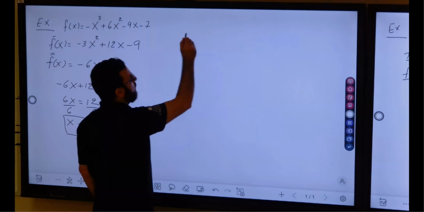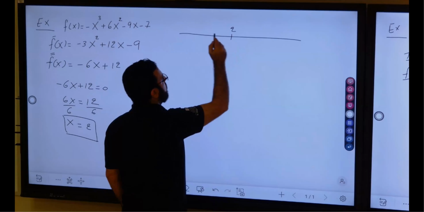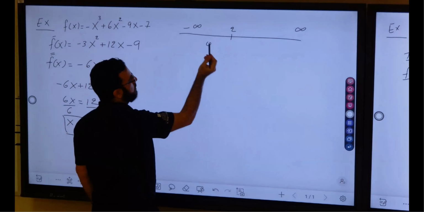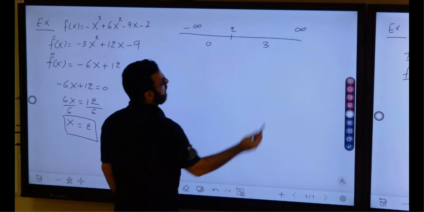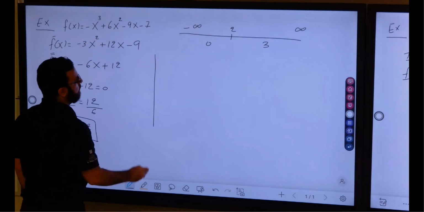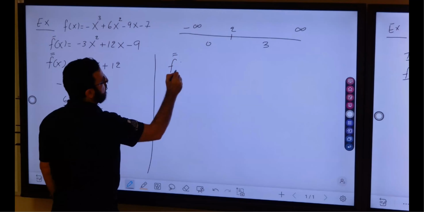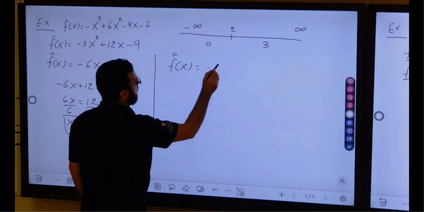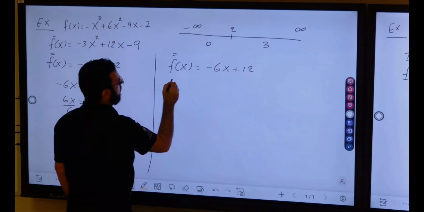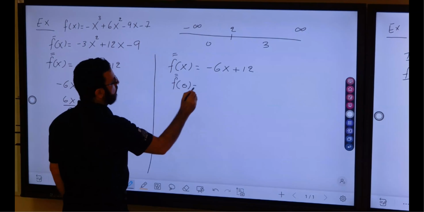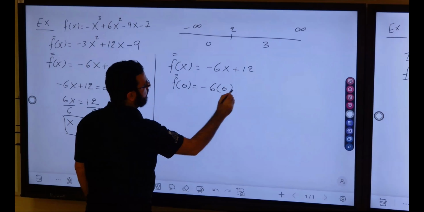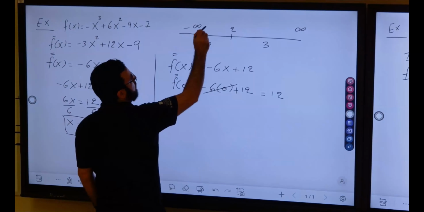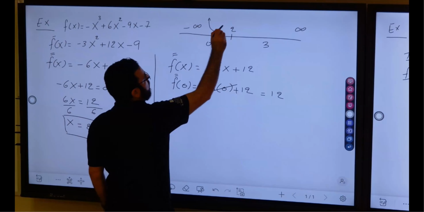That means, here's the line, 2; this is the negative infinity side, and here's the infinity side. I'm going to choose 0 here, and I can choose 3 here. Let's check the second derivative, which is negative 6x plus 12. The second derivative at 0 is negative 6 times 0 plus 12, which is 0 plus 12, so it's going to be equal to 12. So the function on this side is what? Positive. It's going to be concave up.